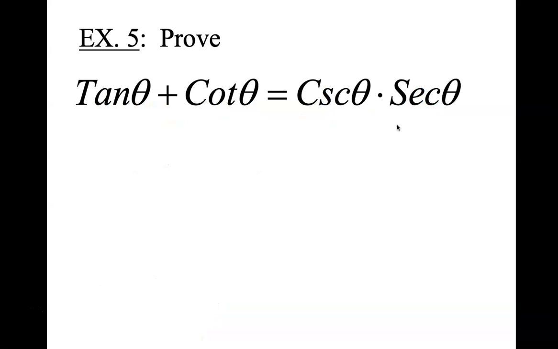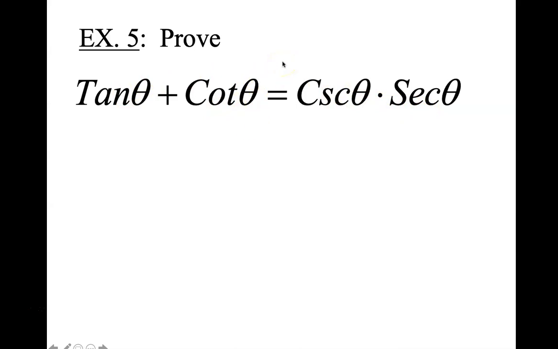Okay, number 5. Tangent plus cotangent equals cosecant times secant. Again, you say, well, both sides look nasty. Where do I even start? Well, you could start on either side, but I'm going to share one of those little tidbits of wisdom with you. What I've learned over the years is that it's a lot easier to turn addition into multiplication than it is to turn multiplication into division.